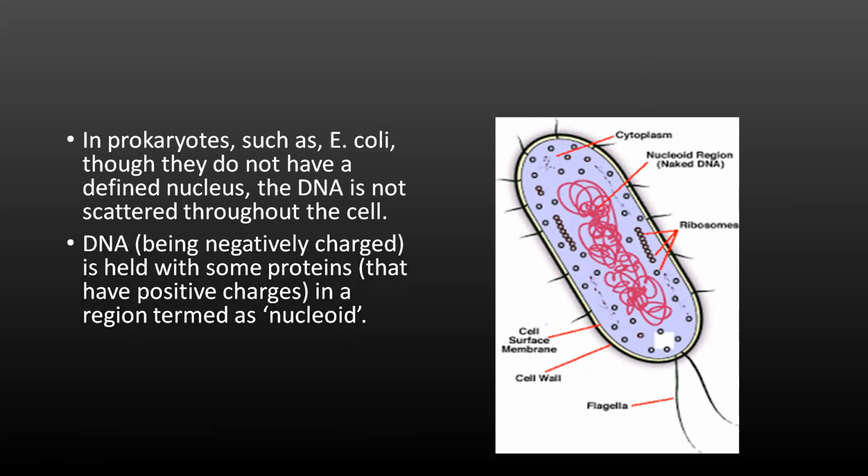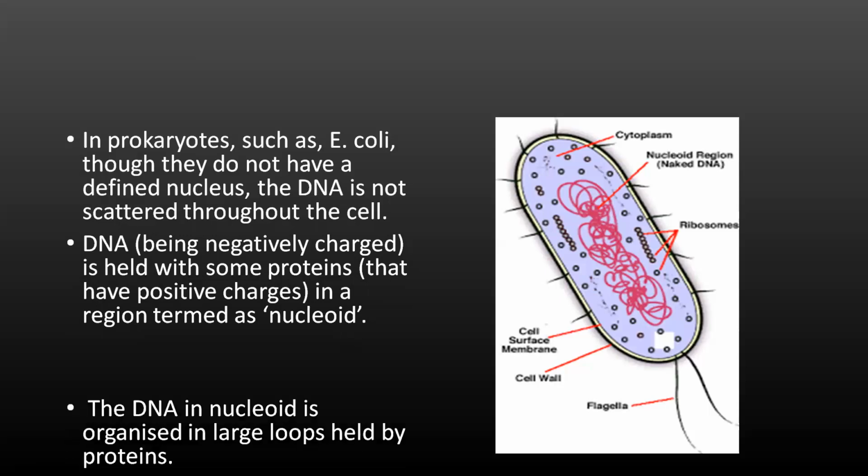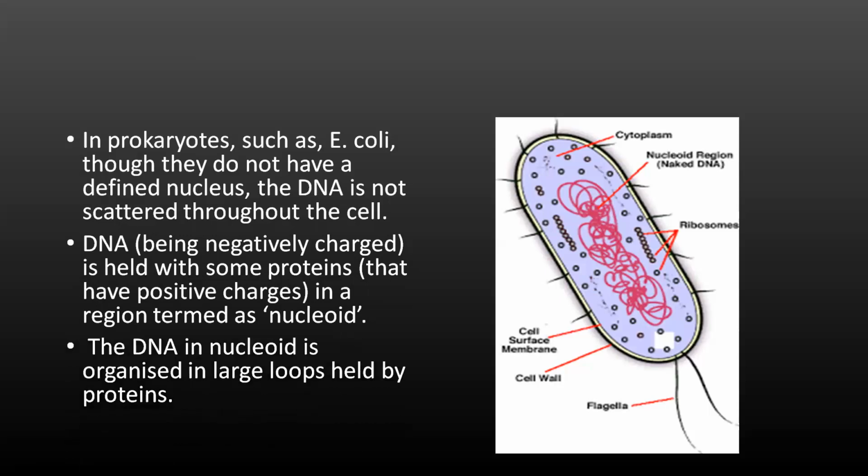DNA being negatively charged is held with some proteins that have positive charge in the region termed the nucleoid. So this region is the nucleoid. Got it? So DNA is negatively charged. Remember this. The DNA in the nucleoid is organized in large loops held by protein. They are like loops.